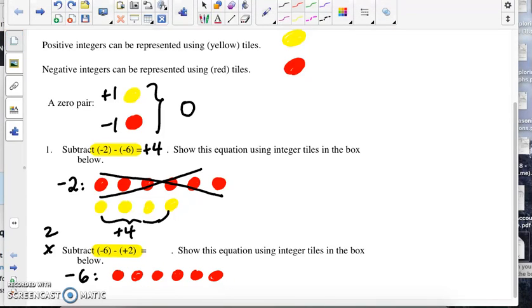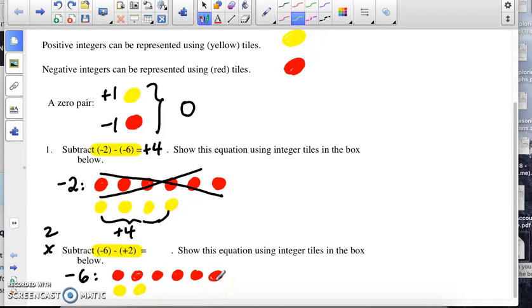Now here we have a different problem because the second integer we need is +2. We actually don't have any yellow tiles to take away. So what we need to do is add 2 yellow tiles for the +2, which I'll do below here. But again, we still need to represent -6. Right now, as it stands, we have 2 zero pairs, which makes the rest -4.